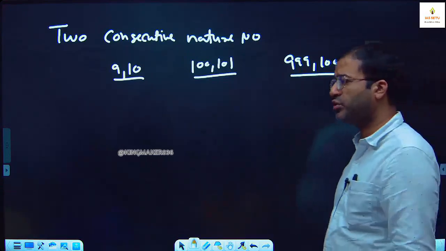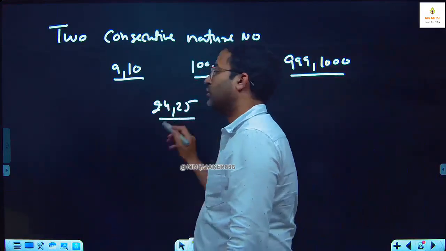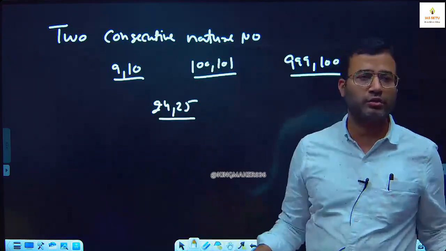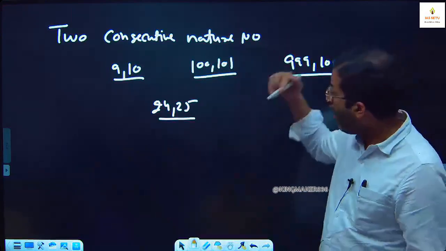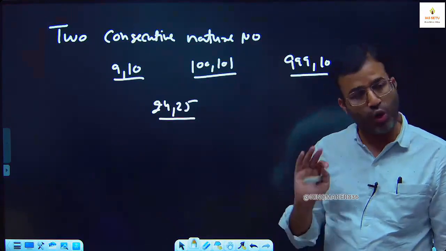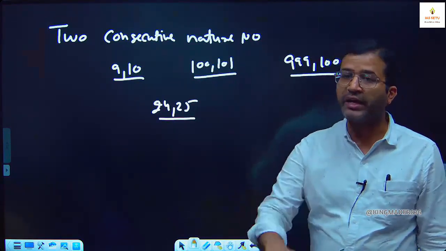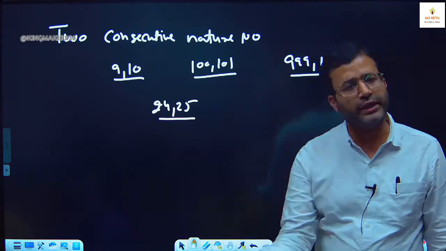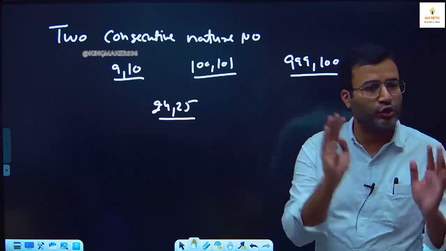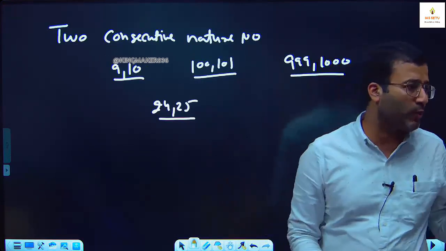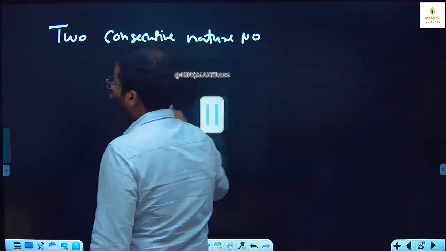Any two consecutive natural numbers, 24 and 25, ठीक है, any two consecutive, 1 lakh and 1 lakh 1. Any two consecutive natural numbers are always co-prime to each other, always. 11 and 12, 19 and 20, 80, 81, any two consecutive. No need to waste your energy, no need to check factors, has to be co-prime. Next property is two consecutive odd numbers.